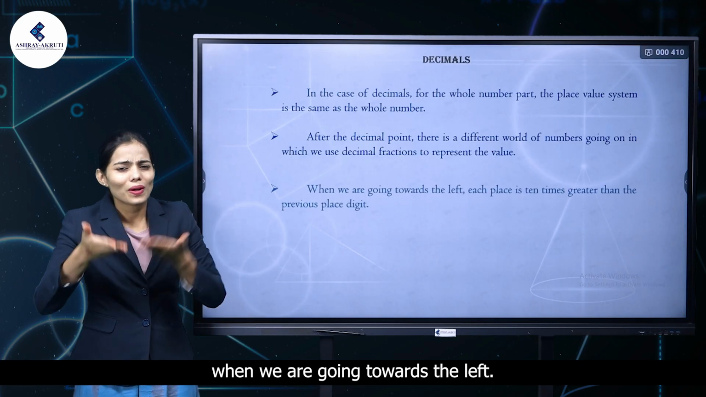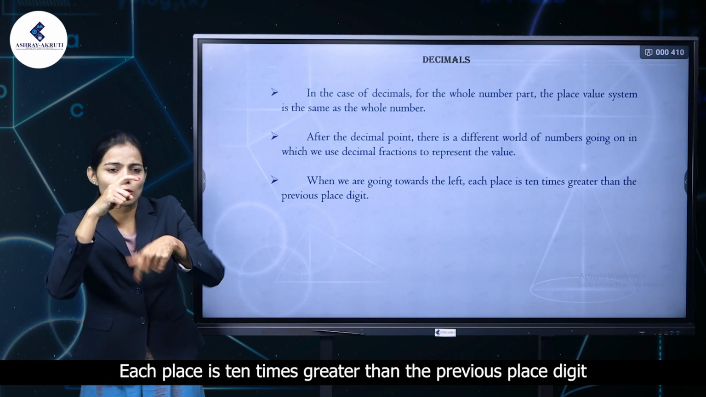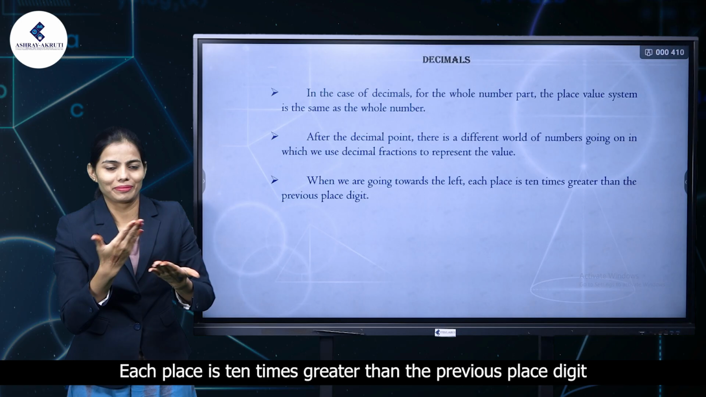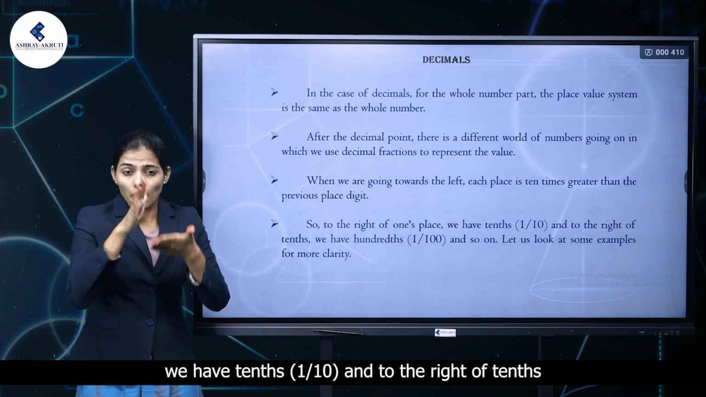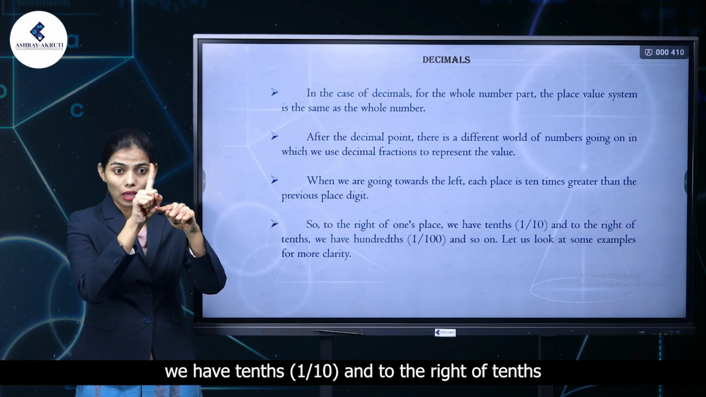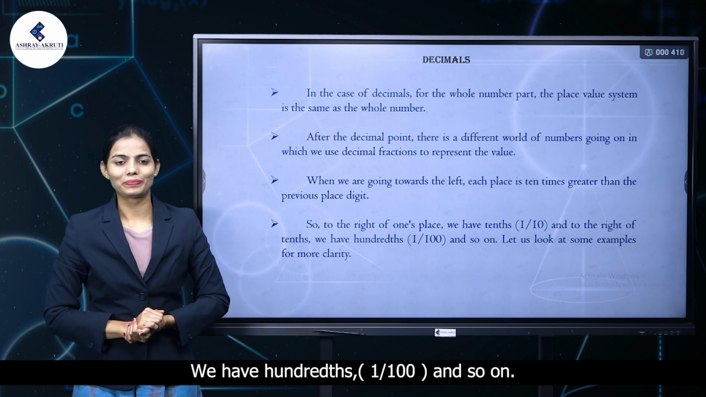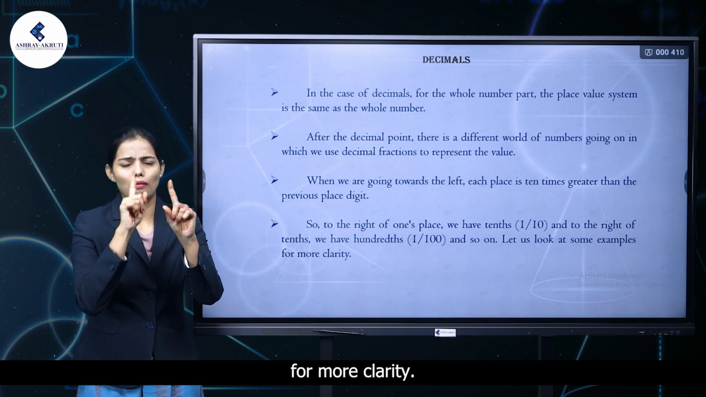When we are going towards the left, each place is 10 times greater than the previous place digit. So, to the right of ones place, we have tenths, 1 by 10, and to the right of tenths, we have hundredths, 1 by 100, and so on. Let us look at some examples for more clarity.